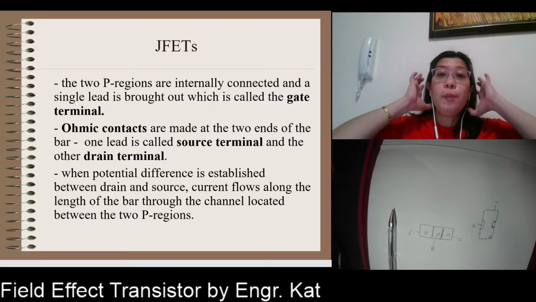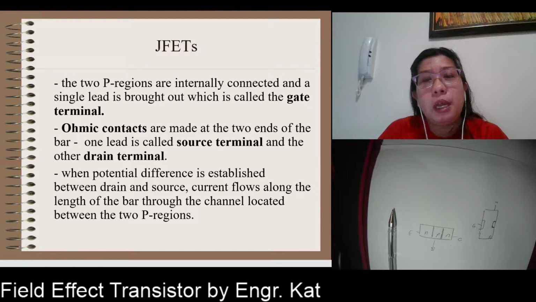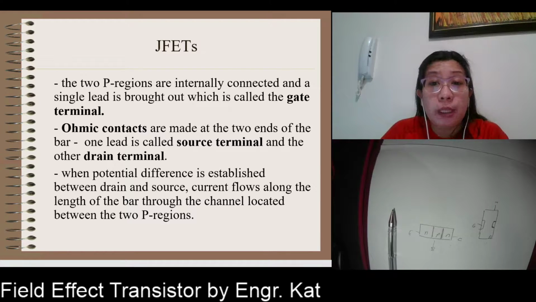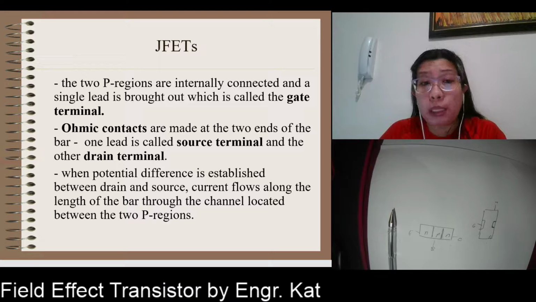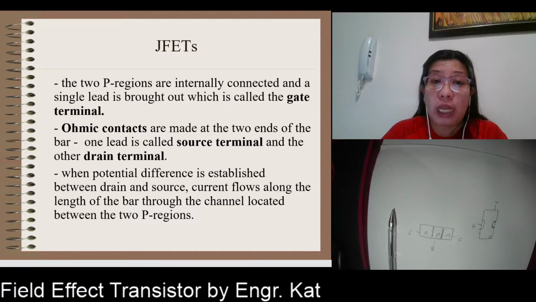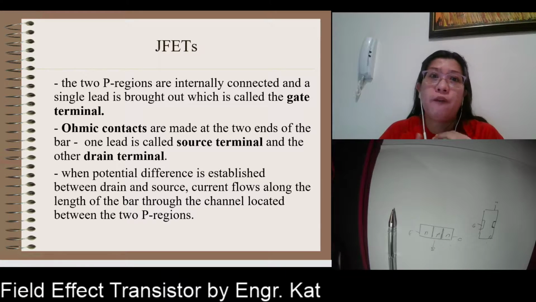Okay, so ohmic contacts are made at the two ends of the bar. We call the N-type material, or the N channel, a bar. Ohmic contacts are made at the two ends of the bar. One lead is called the source terminal and the other is the drain terminal. So what are the three terminals for a JFET? We have the gate, the source, and the drain.